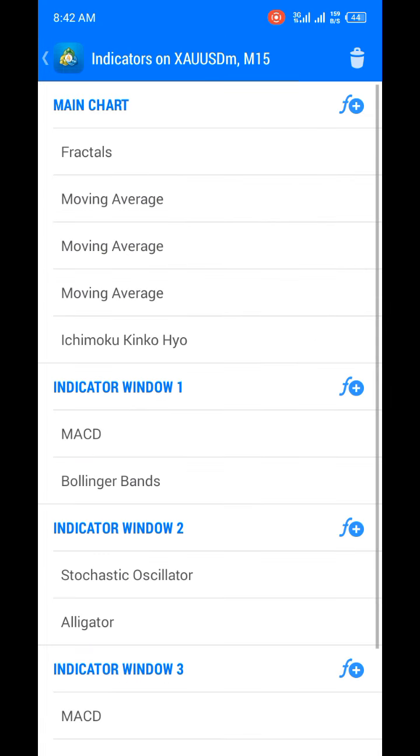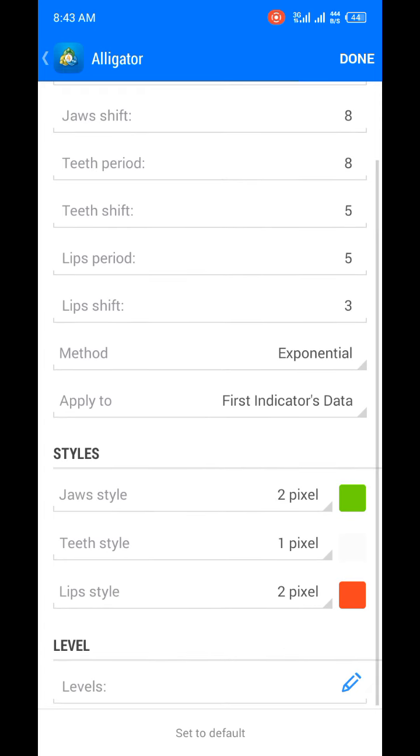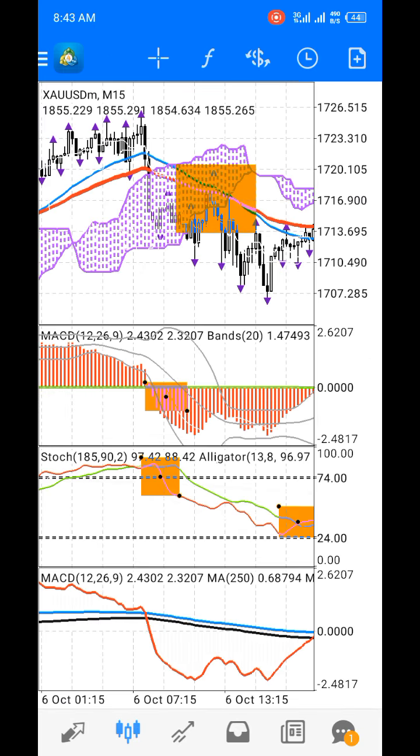Color is black. For the Alligator we have jaws period 13, jaws shift 8, teeth 8, teeth shift 5, lips 5, lips shift 3. Our method is exponential, applied to the first indicator's data. Up fractal color is green, down fractal color is red. So that's that for indicator window 2.